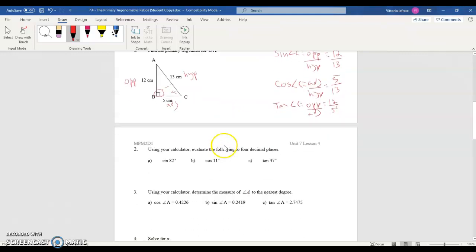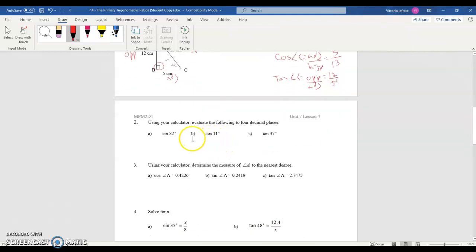Let's go and practice with our calculator now. We're going to practice using our calculator to evaluate different sine, cosine, and tans of different angles. So if I give you an angle and I ask you to find the sine of that angle, you would write it like this. You'd write sine and then the angle next to it, or cos if you were doing a cosine, cos and the angle next to it, or tan and the angle next to it. So in this case, sine of 82 is equal to, and we want 4 decimal places in this question.